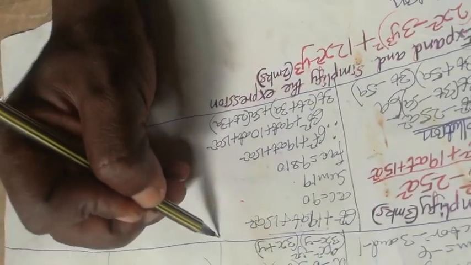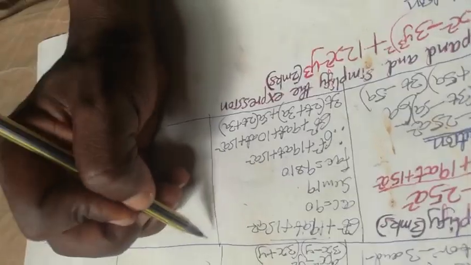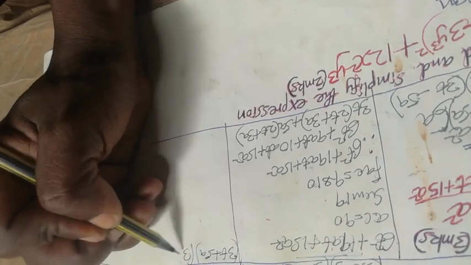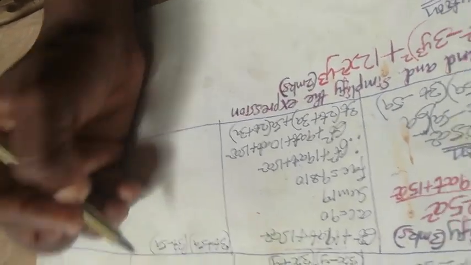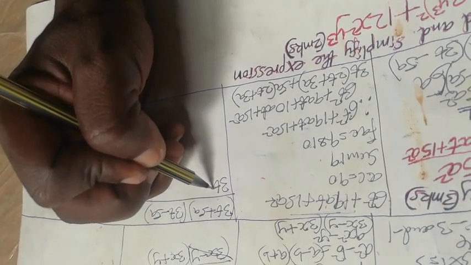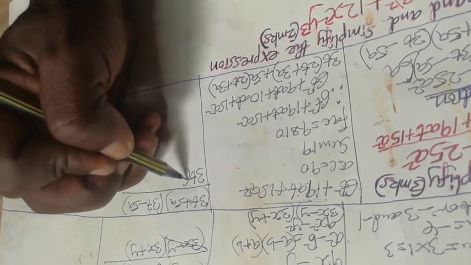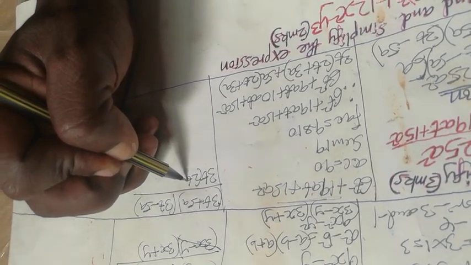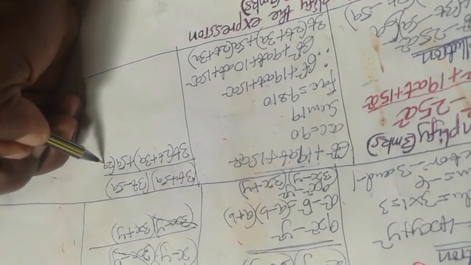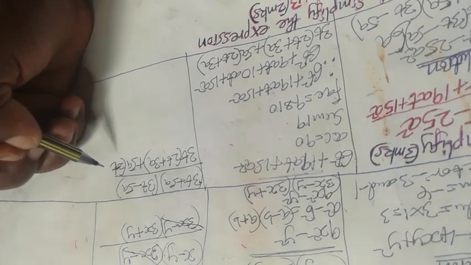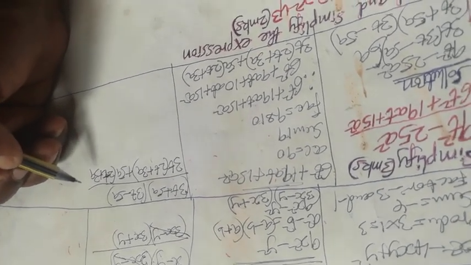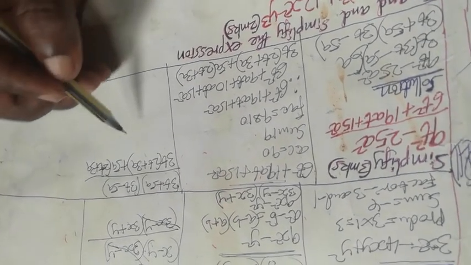Our numerator is here. Hence we say our numerator is (3t plus 5a)(3t minus 5a), all over (3t plus 5a)(2t plus 3a). I hope you are following me.